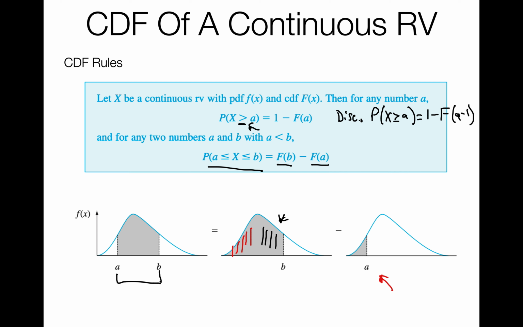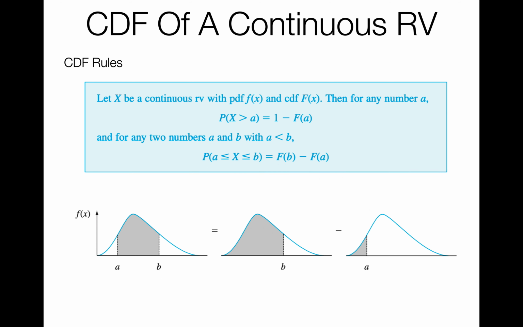Again, in contrast, for the discrete situation, depending on what happened, the rule was f of b minus 1 minus f of a, or f of b minus f of a minus 1, depending on inclusive or exclusiveness. But now that's not true. We get the easy f of b minus f of a. So everything works out more nicely in a continuous world than in a discrete world.